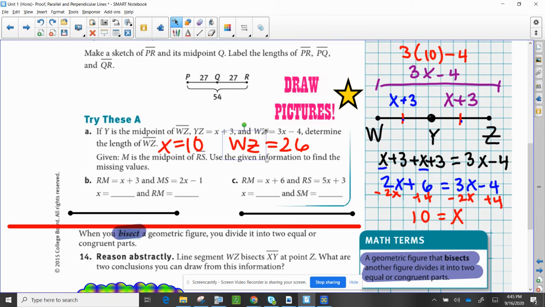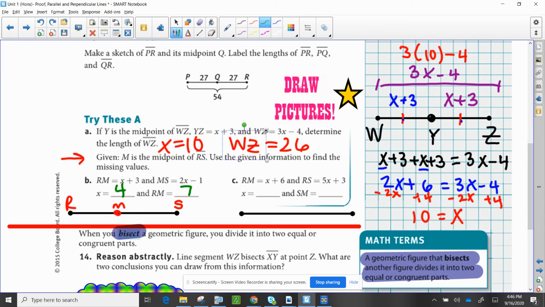So there we go. So I'm going to have you guys try B here, where it says that RM, so we have to look at this given. Sorry, missed that. So it says, given that M is the midpoint of RS. There's my picture. Use the given information to find the missing values. So they're saying that RM is x plus 3, MS is 2x minus 1. They want you to find x and then find RM. So go ahead and try that one on your own. Okay. Hopefully you found that x was 4, making RM a length of 7.